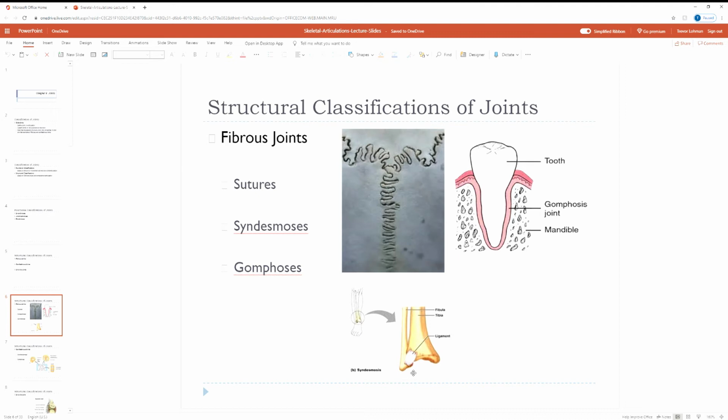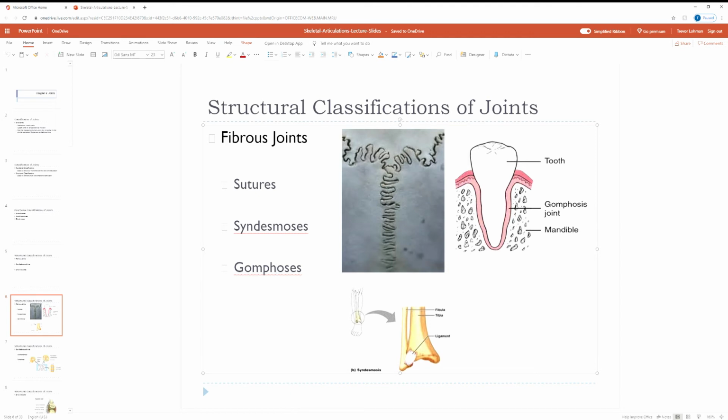But these joints as a category allow very little to no movement and are all synarthroses, potentially with the exception of the syndesmoses. I apologize. I don't know if anatomists and kinesiologists are referring to syndesmoses now as amphiarthrodial or synarthrodial. So I won't ask you that on a quiz, but just know that the fibrous joint category as a whole allows the least amount of movement of any structural joint classification.